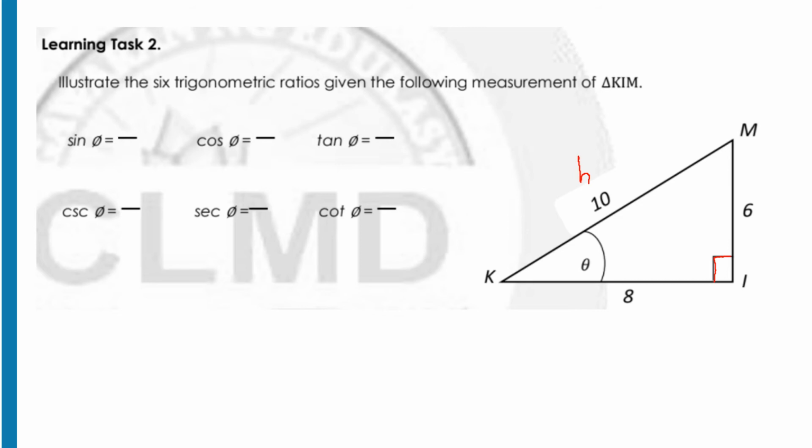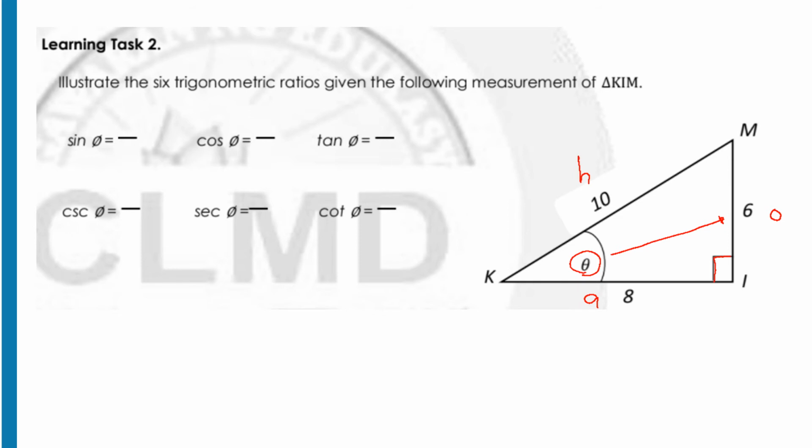Okay? And since we have this given angle theta, very obvious na yung katapat niyang side, yun ang lumalabas na opposite o yung tinatawag nating O. And that is 6. And syempre pa, itong natitira na 8, ito naman yung ating adjacent side o yung ating A. Na kung saan itong 8, ito yung tumatayong adjacent side nitong angle K. Okay? Now, isa-isahin na natin ang 6 trigonometric ratios.